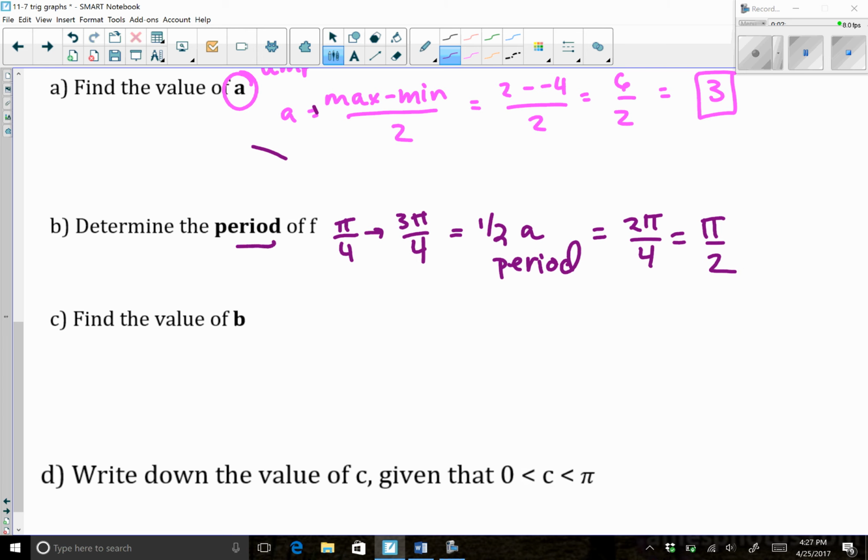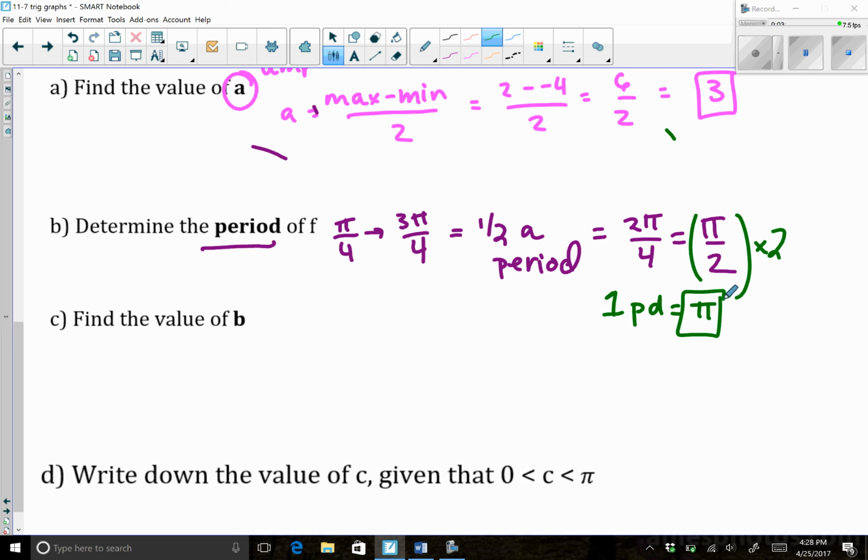So again, this is all half of a period. If I want a full period, I'm going to have to double that answer. So I'm going to have to take this half of a period and multiply it by 2. Therefore, 1 period is equal to pi over 2 times 2, or simply just pi. It's a tough one. So that gets us the period of the graph.